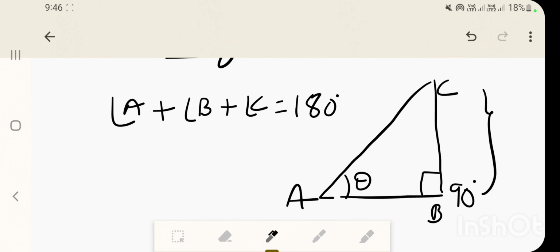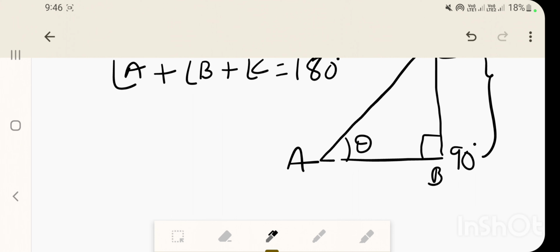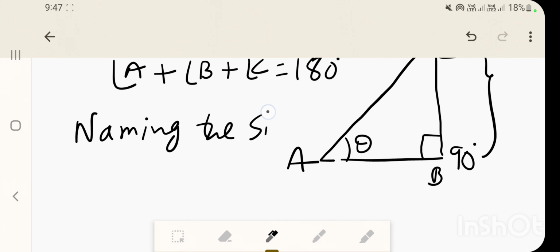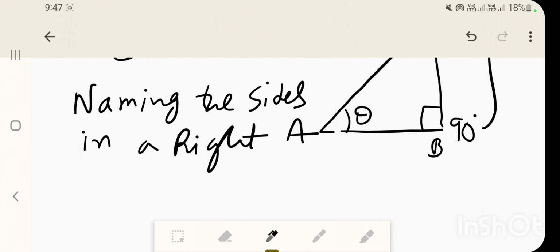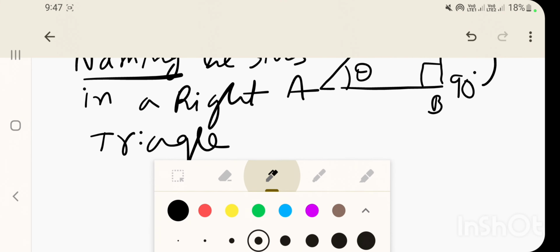So in this triangle we are going to have basically three sides: AC, BC and AB. And we have the names, that is the title of this topic which we are going to see now in the trigonometric chapter, naming the sides in a right triangle. Right triangle means one of the angles is 90 degrees. So first we'll see the naming of the sides.